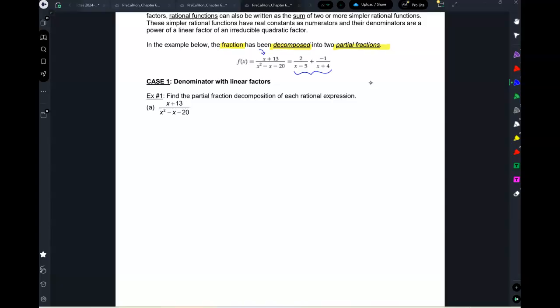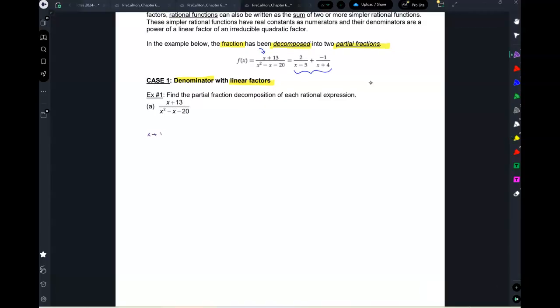So the way I've done this is there are three cases that we're going to look at. The first case is when you have a denominator with linear factors, and we'll see what that means right now. In this case, it says to find the partial fraction decomposition of this expression. So here's what you do. You take the fraction that you're given, and actually, I want to factor the denominator here. So this is going to be x minus 5, x plus 4.